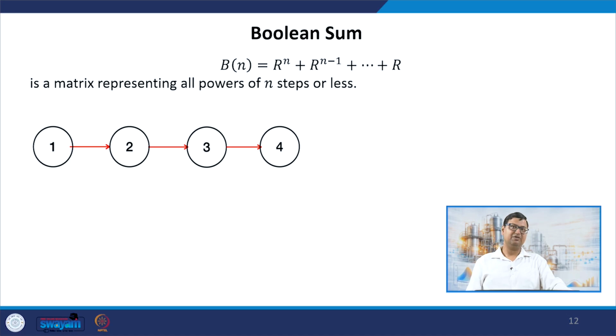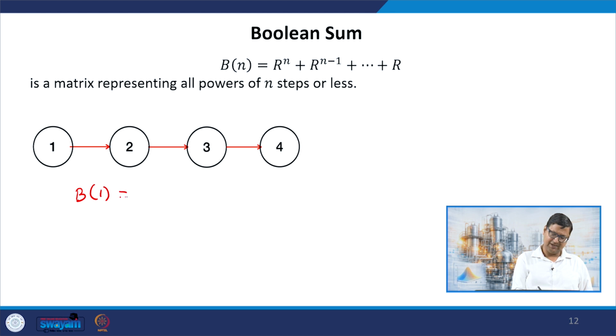We can also define one more quantity. It is called a Boolean sum, and a Boolean sum is what we get if I add R with R square, R cube, R4 and so on, right? So let me go back to this graph and compute different Boolean sums. What is my B1? B1 is my R, and that represents pretty much all the 1-step paths. Let me quickly write my B1.